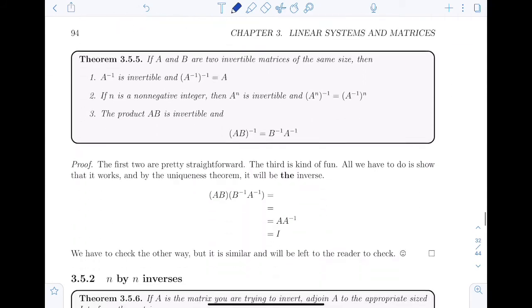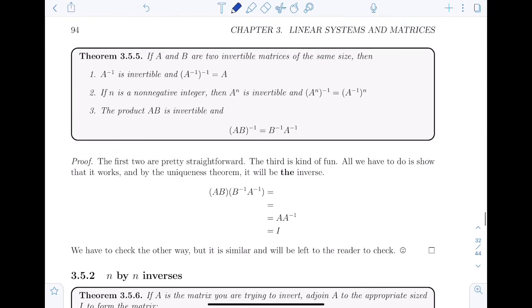Couple last cleanup theorems here before we get to the n by n case, and it's this. So if A and B are two invertible matrices of the same size, here's what we've got. The inverse is invertible, and the inverse of the inverse is the original. Okay, so of course it is. That makes sense. All right, what matrix do you multiply A by to get the identity, right? And the answer was A. So A is the inverse of the inverse, and of course it is.